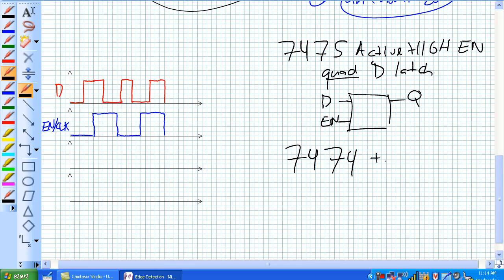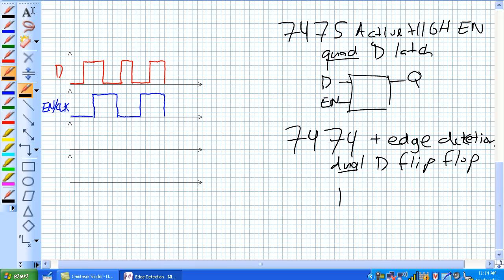And what this is, a positive edge detection. Oops, I spelled that wrong. Detection. Positive edge detection, dual flip-flop, meaning that there's 2 of them. Flip-flop versus a latch. So what's that one look like?